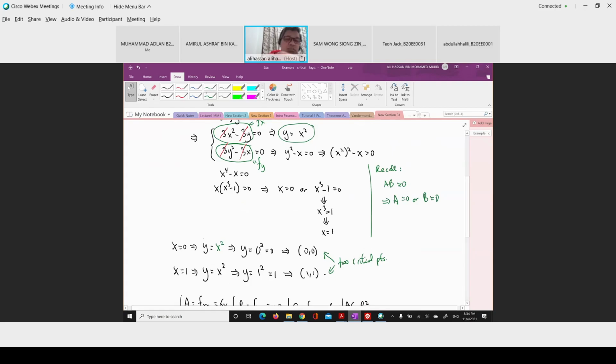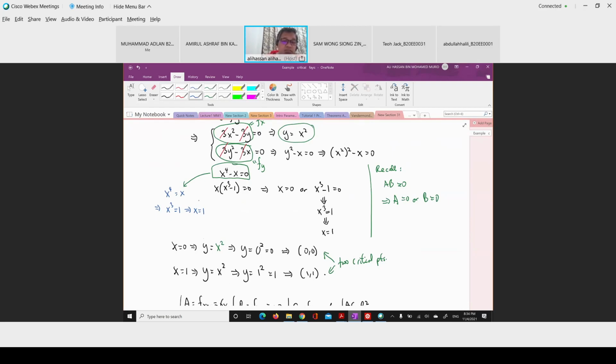You see, we have this equation here, right? Sometimes a student is tempted to do this: x to the power 4 equal to x, and then you divide both sides by x. Then you will get x cubed equal to 1. Then you have only one solution. That's what happens if you do this approach.